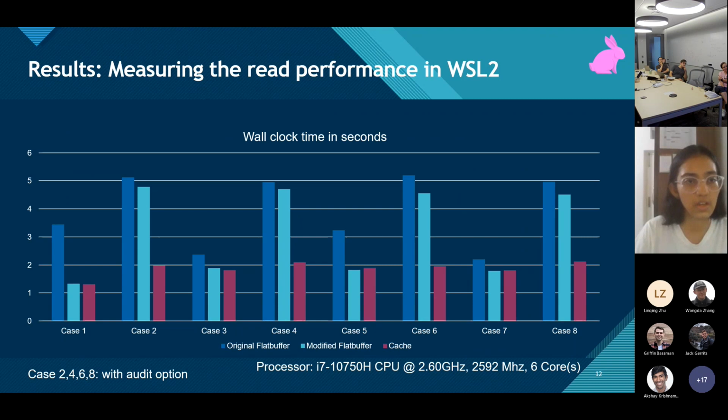This slide shows the result for measuring the read performance to SL2. This is the graph showing the wall clock time in seconds, and we have case 1, case 2 to case 8. We can see that the performance of the modified flat buffer in case 1, case 3, case 5, case 7 is significantly better than the original one, compared to case 2, case 4, case 6, and case 8, because we have audit on in these cases.